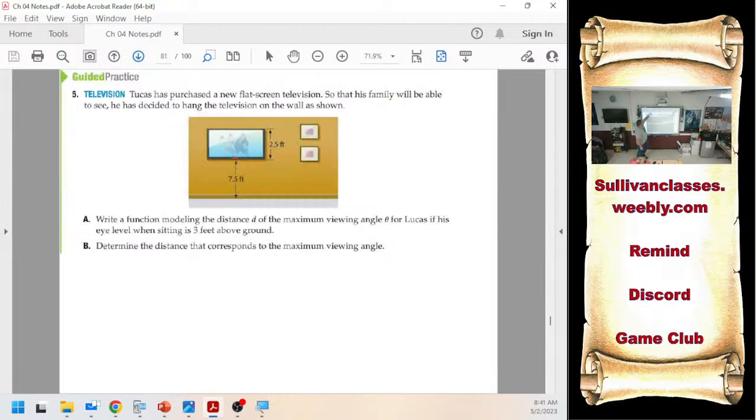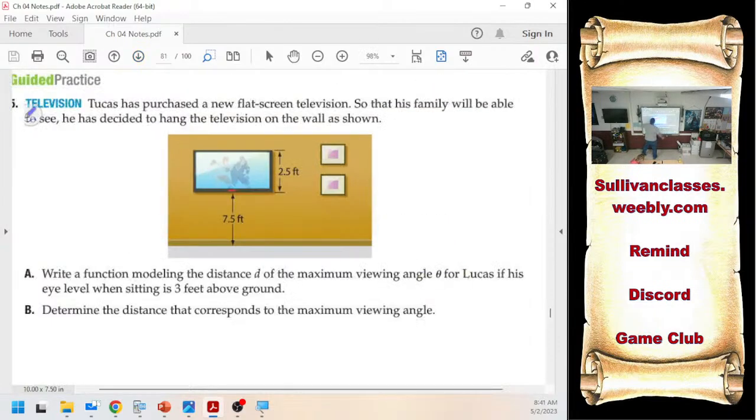So you can do the same thing. Oh yeah, and going back to the old notes here, we've got a typo. We have Tuchus. Tuchus, not Lucas. So stick figure Tuchus is going to be watching TV. Go find his optimum distance, or not optimum, his maximum viewing angle. What distance is he from the TV?